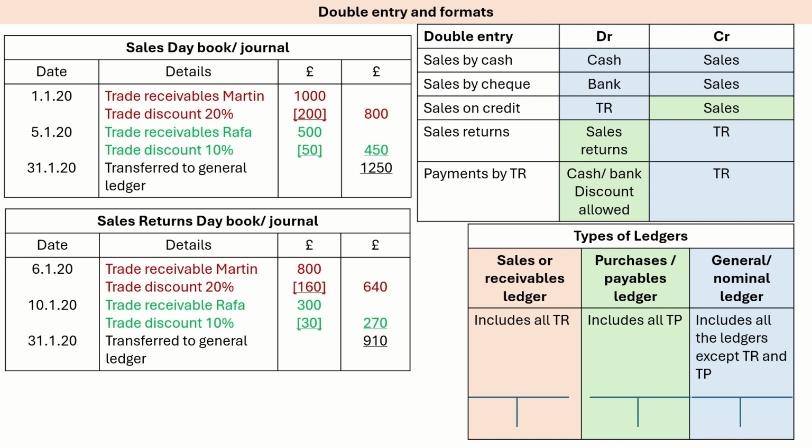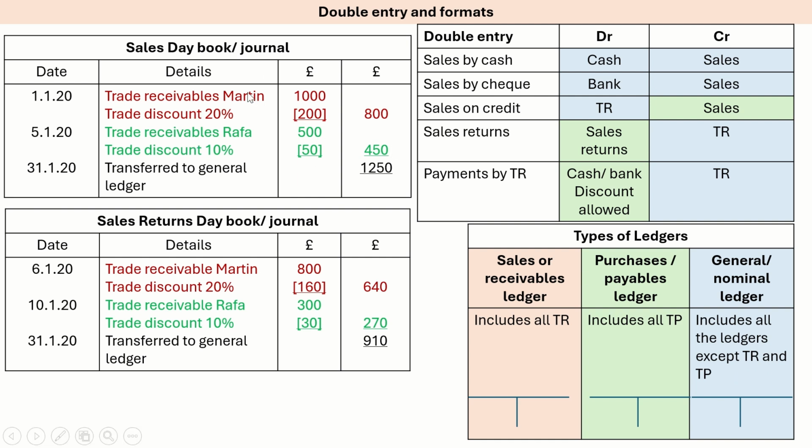Payment by trade receivables, cash or bank debit, discount allowed debit, and credit trade receivables. There are three types of ledgers: sales or receivables ledger, where you include all the trade receivable accounts; purchases or payables ledger, where you include all the trade payable accounts; and general or nominal ledger, where you include all the ledgers except trade receivables and trade payables.